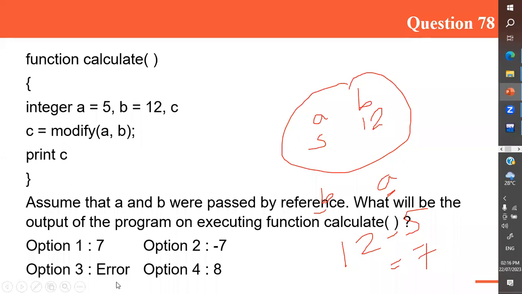Or should I repeat? Nothing is there. A and B, 5 and 12, are copied as the variable names B and A. So A value was 5, but that becomes B. Now B value was 12, but that becomes A. Now we are returning A minus B, the current A minus B. What is the current A value? 12. 12 minus 5 is what? 7. That's it. Easy one, I hope. Nothing difficult.